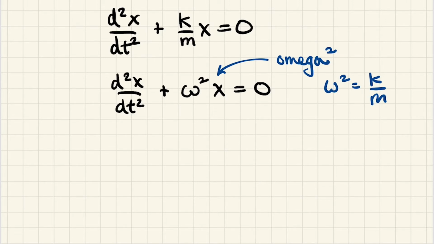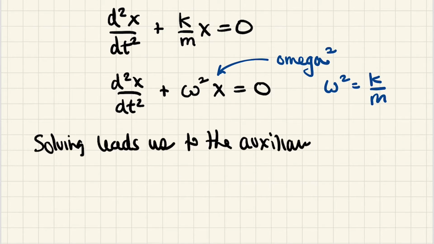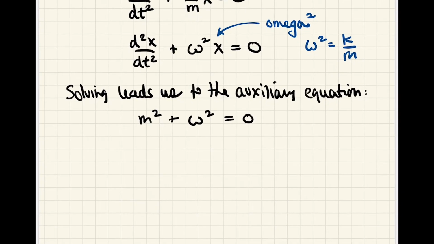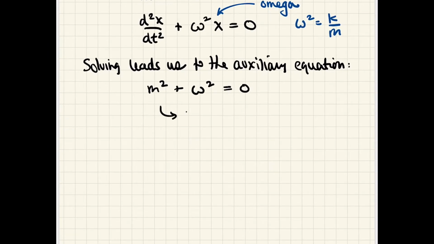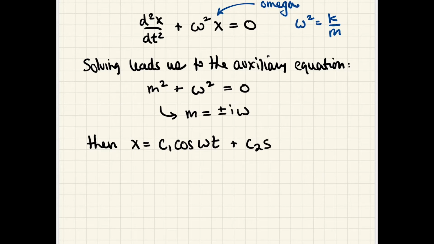So let's solve this differential equation. This is a homogeneous equation, so we get the auxiliary equation, m squared plus omega squared is equal to 0. Solving for m, we get m is equal to plus or minus i omega. This leads us straight to our final answer. x is equal to e to the, well, alpha here would be 0, so e to the 0t, but that's just 1, times c1 cosine of omega t plus c2 sine of omega t. All right, so there's our model.